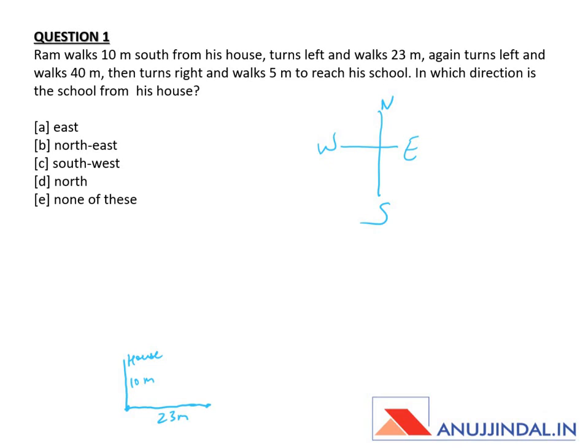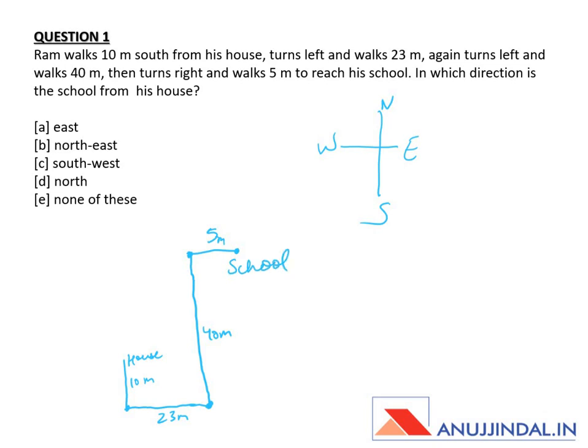And he again turns left. So now at this point his left will be in the north direction. So he turns left and walks 40 meters and he reaches this point. Then turns right and walks 5 meters to reach his school. At this point right will be in the east direction. So he turns right and walks 5 meters to reach his school. Now this point is school.